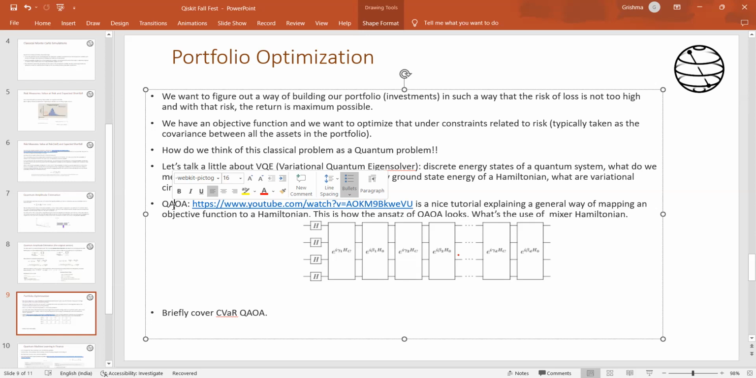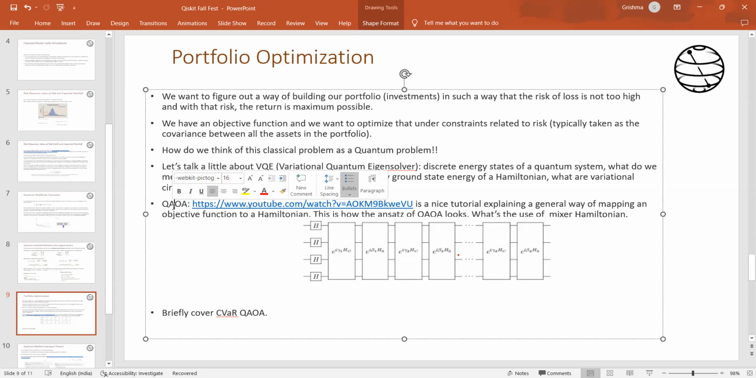eigensolver, which is mainly used in chemistry applications. So, just very briefly going over what VQE is, your quantum systems essentially have discrete energy states. And what you want to find, as an analog to the classical part, is the energy value that corresponds to the ground state, which is analogous to finding the minimum of your objective function in terms of your problem statement. So that's what we do.